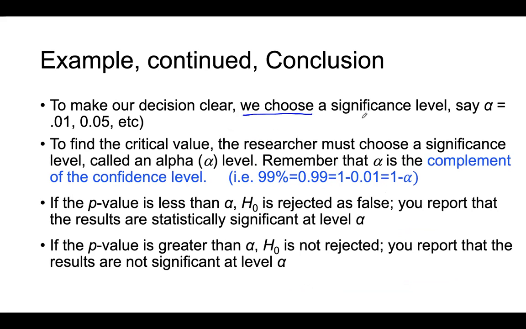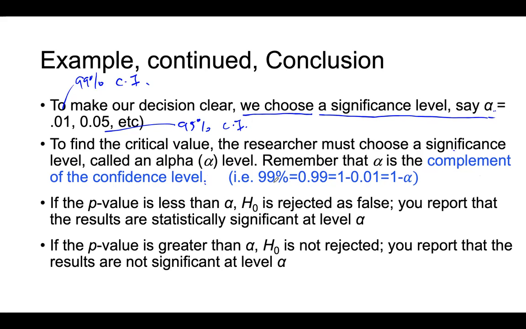So we choose that evidence or that reasonable doubt, and we say, let's say alpha is 0.01 or 0.05. Remember, this is basically 99% confident, or this is a 95% confidence level or interval, whatever you want to say. And alpha is the complement. So to find the critical value, the researcher must choose a significance level, called alpha. This is what I just said. Remember, it is the complement of the confidence level.